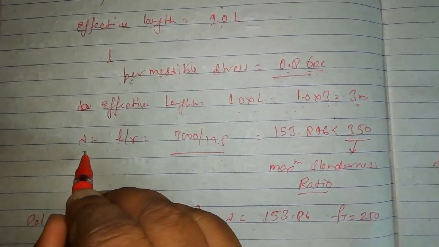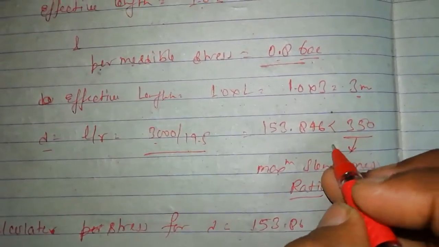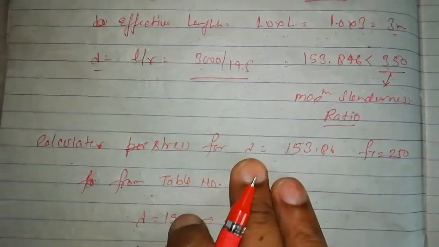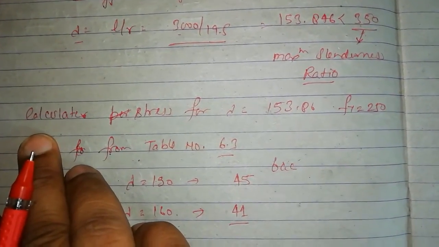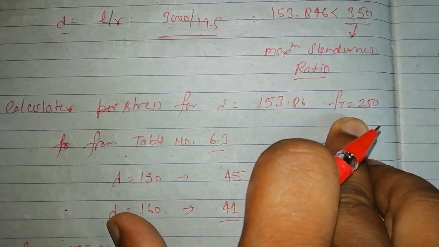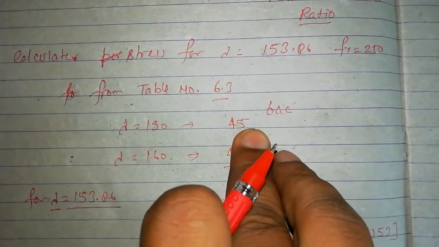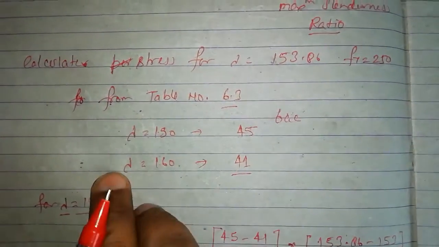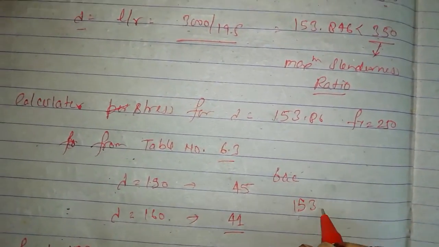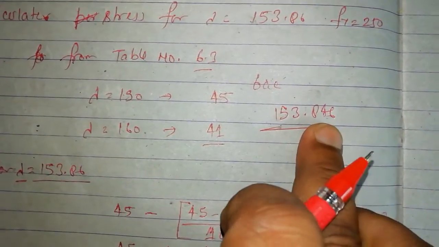So we find the slenderness ratio lambda equal to L upon r, that is 3000 upon 19.5. Here lambda is 153.846, which is less than 350, so it is safe. Now we calculate the stress for lambda equal to 153.846 and Fy given as 250. From Table 6.3, for lambda equal to 150 the permissible sigma AC is 45, and for lambda equal to 160 it is 41, because 153.846 lies between them.